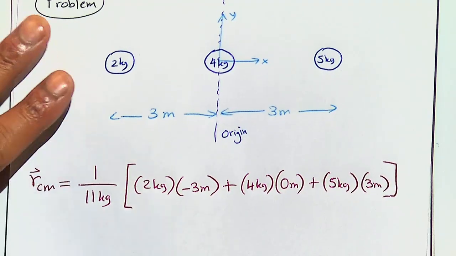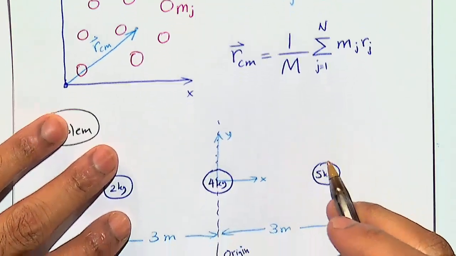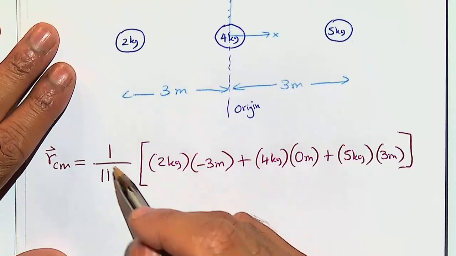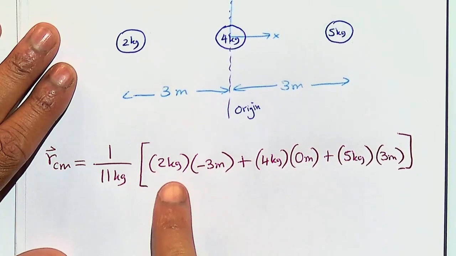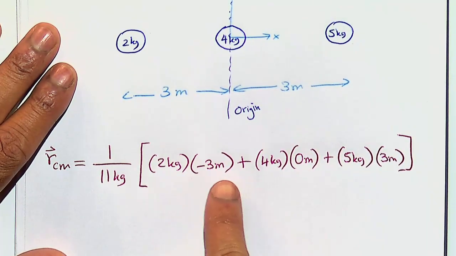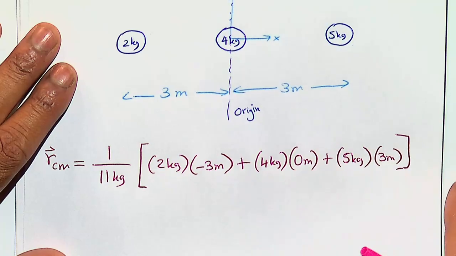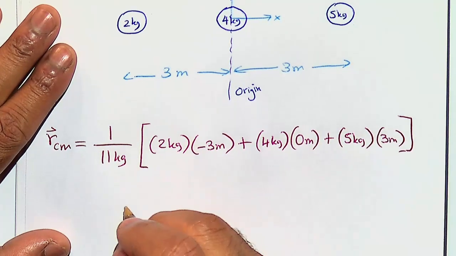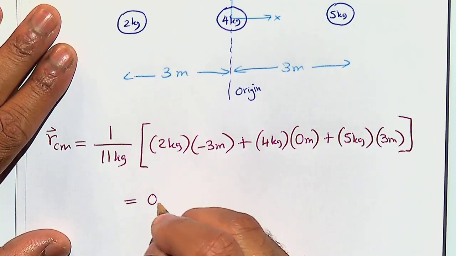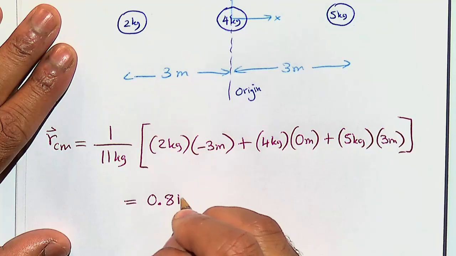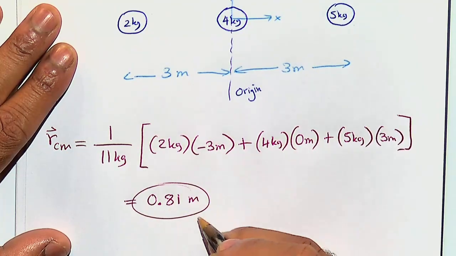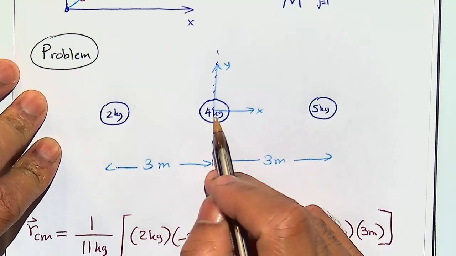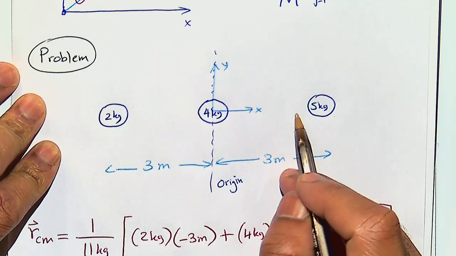Okay? So as you can see, it's not too bad. It looks like this, but really in practice what you're doing is take 1 over the total mass, take each of the masses and how far they are, multiply them together, and do that over and over again to all the particles. And when you do that, you get something like 0.81 meters.